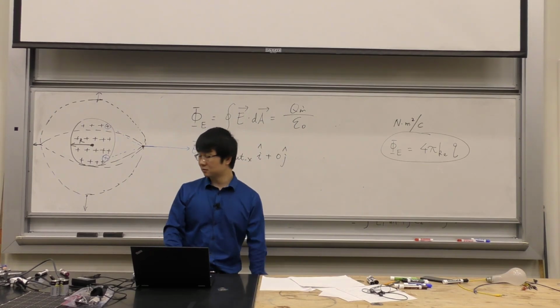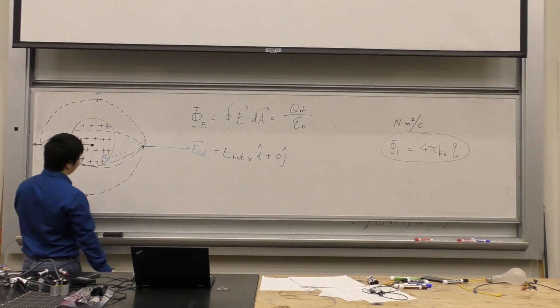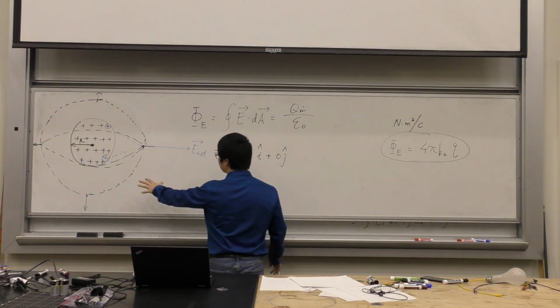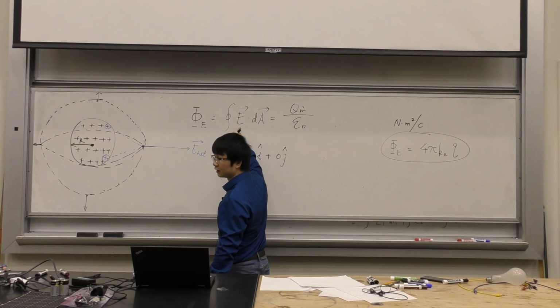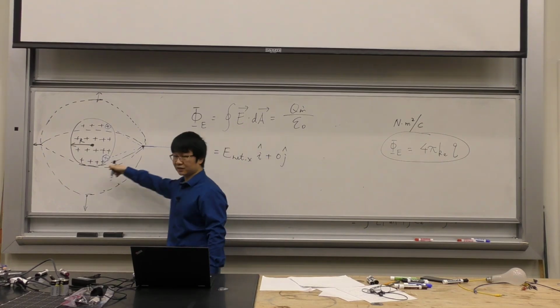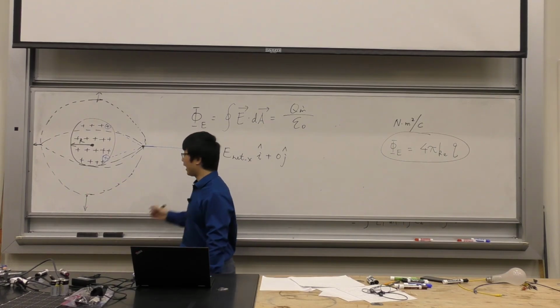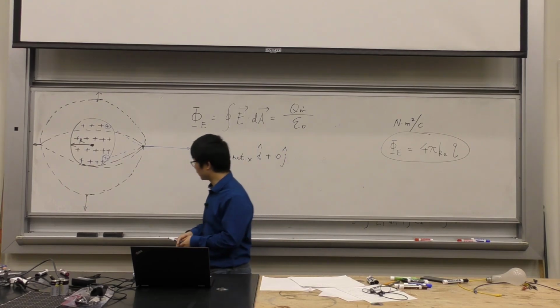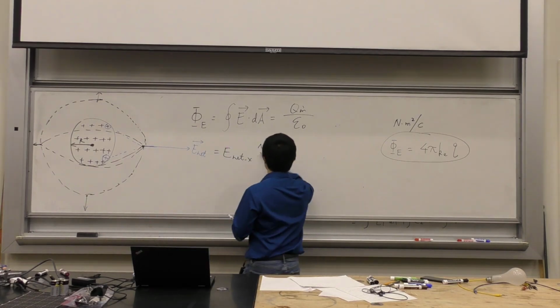But if I use this surface, then all the points I pick on this surface are going to have the same E. So if I apply Gauss's law on this surface, I can take this E out on the left-hand side. So that's the point. I draw a Gaussian surface. Okay, so now let's do that.